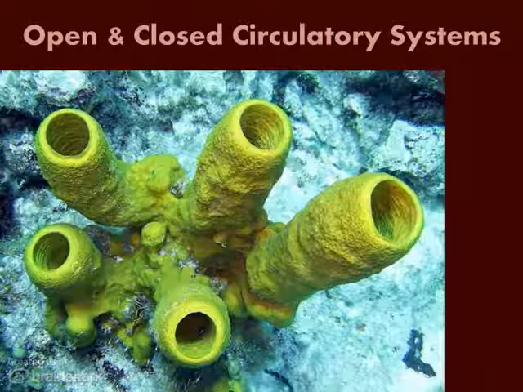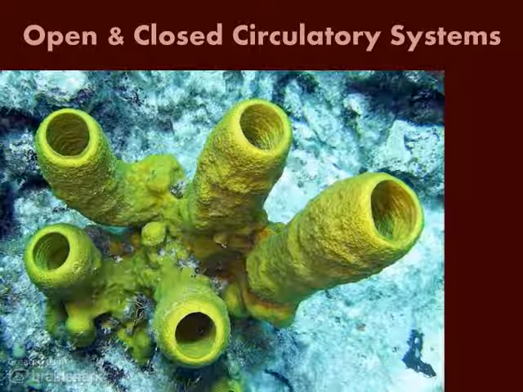As we said in the introduction, sponges have no circulatory system. They rely solely on diffusion for oxygen going in, carbon dioxide going out, waste products going out, and for the movement of nutrients around in their body. They rely solely on diffusion. Very, very simple animals.